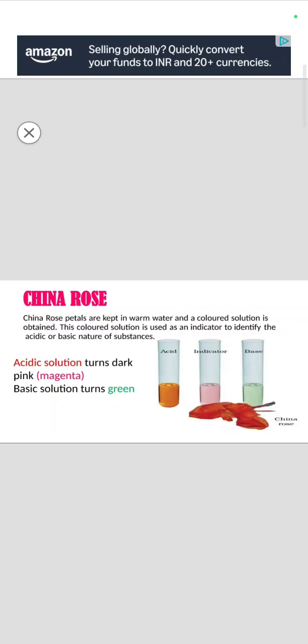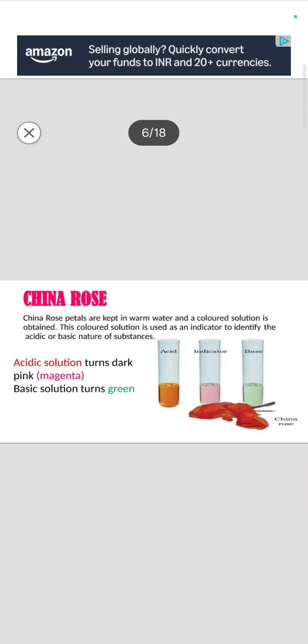If we put acidic solution inside the China rose solution, then the color will change to magenta or dark pink. If we put basic solution inside the China rose indicator solution, then the color will change to green. Okay. And in neutral solution, the China rose indicator solution remains light pink. So this is all about the China rose indicator.